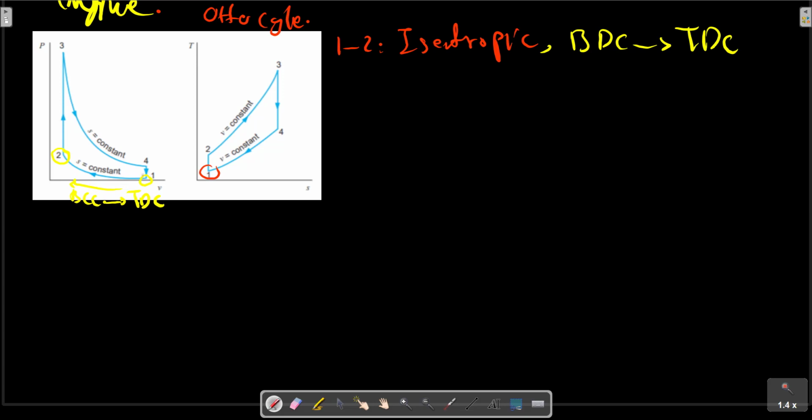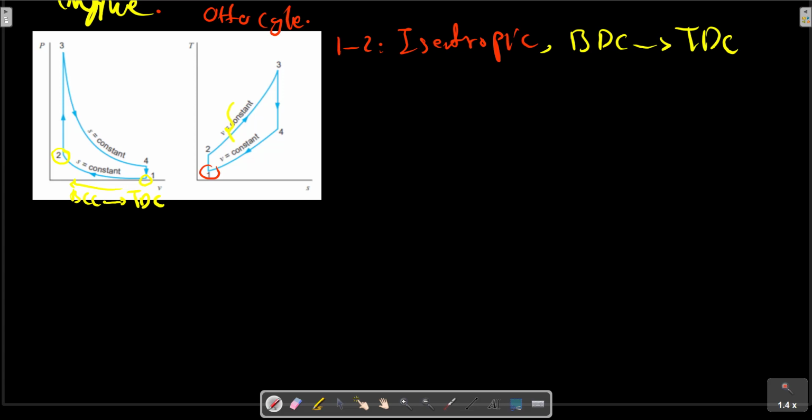Heat is then added at constant volume while the piston is momentarily at rest at top dead center. This process corresponds to the ignition of the fuel-air mixture by the spark and that substance burning in the actual engine. Process 3-4 is an isentropic expansion also.